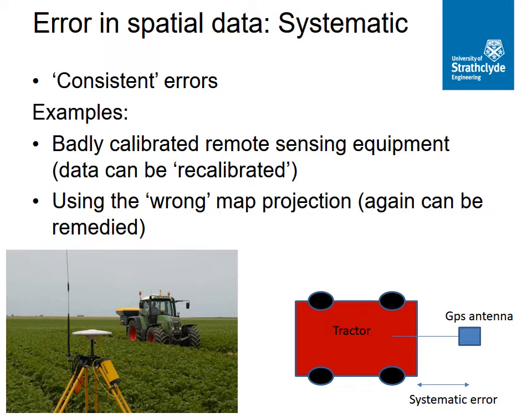So a systematic error is consistent. It's always the same. For example, this tractor here has the GPS antenna on a stake in front of the tractor. So we always know the position is always, maybe say, a meter in front of the tractor. So it's consistent, which means that we can correct for it. We can just add or subtract this consistent value, and then we can get really close to the real value simply by correcting our measurements.